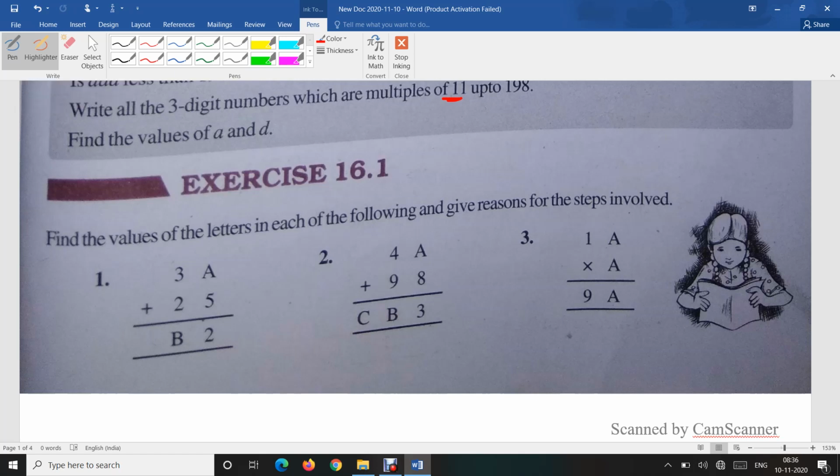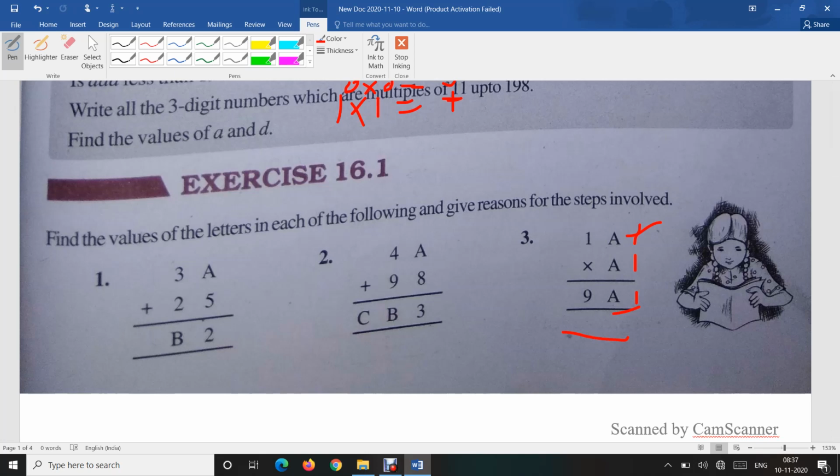We have 1A into A is equal to 9A. That means we should have a number by which we can multiply the same number and get the same number at the unit place. That means let us try. Start with 0. 0 multiplied by 0 is equal to 0. 1 multiplied by 1 is equal to 1. That means if we put here 1, then here we will also get 1. Is this condition satisfied?